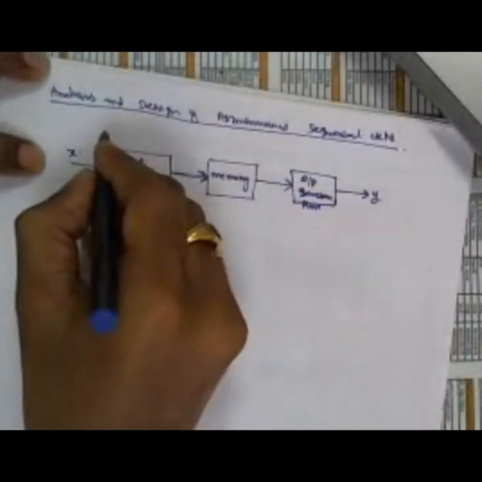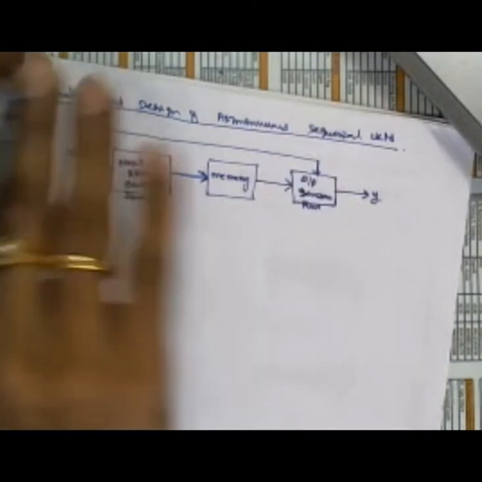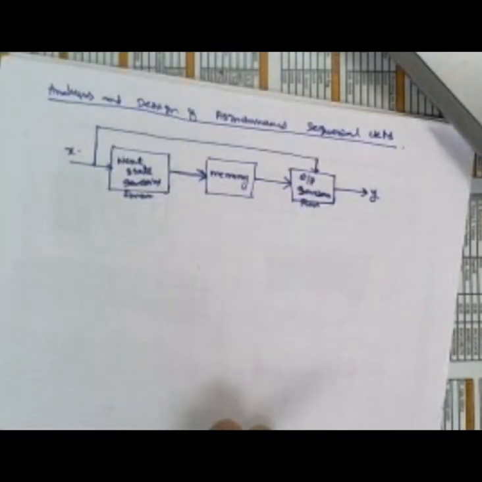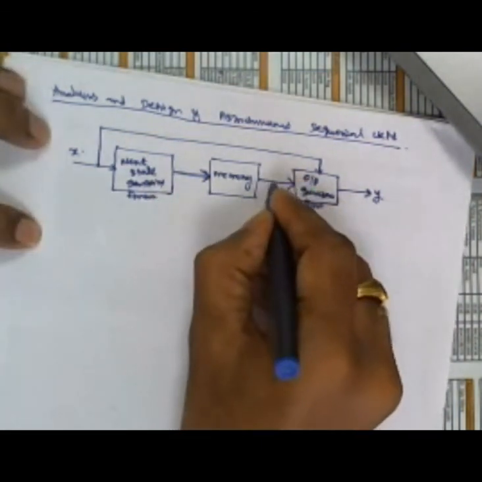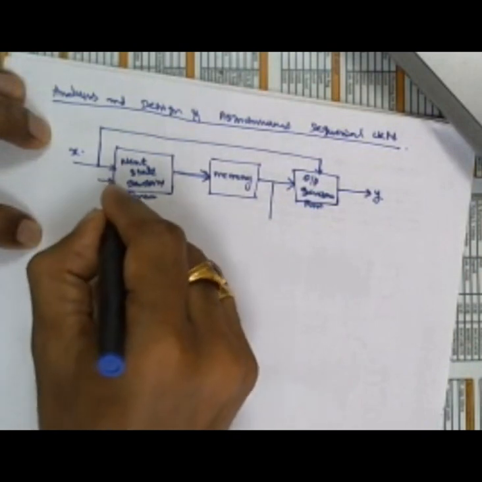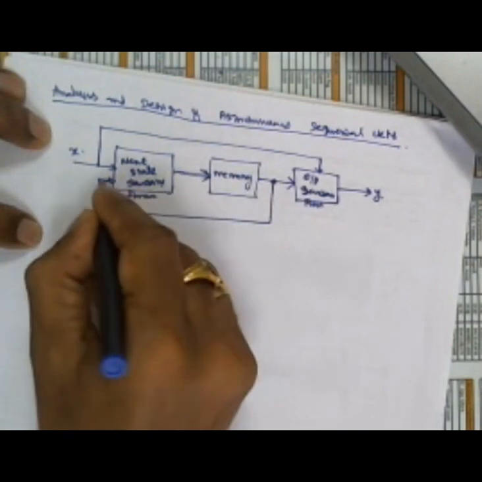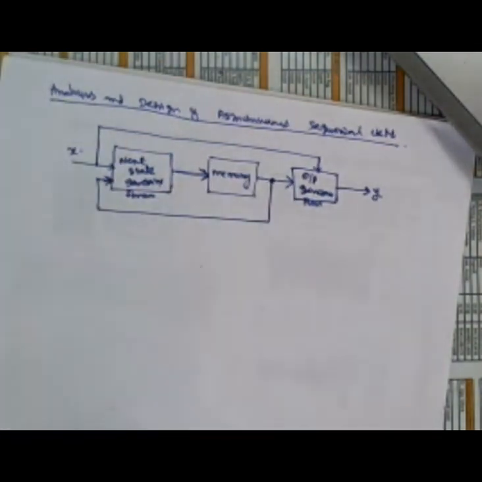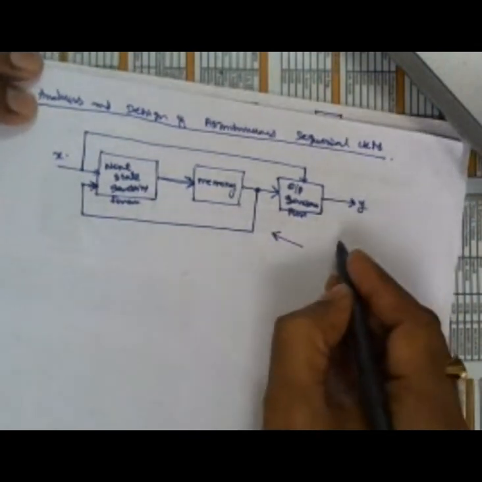Then the input also will go there; the Moore and Mealy models are all applicable here. If the input goes directly there, that is called a Mealy asynchronous sequential circuit. If it is not going there, that is called a Moore asynchronous sequential circuit. And then the feedback also will come here. Now this is the general block diagram of asynchronous sequential circuits.